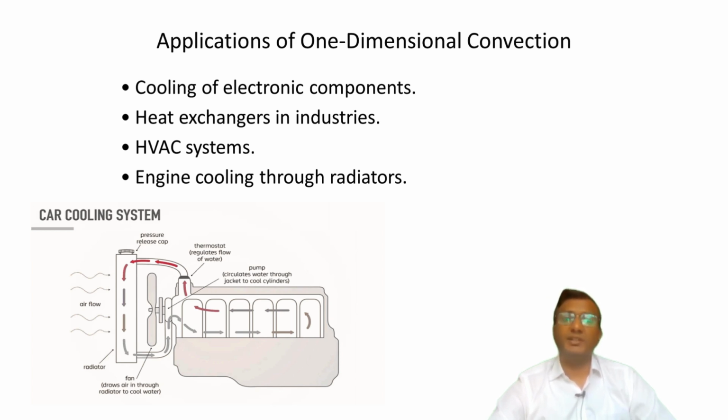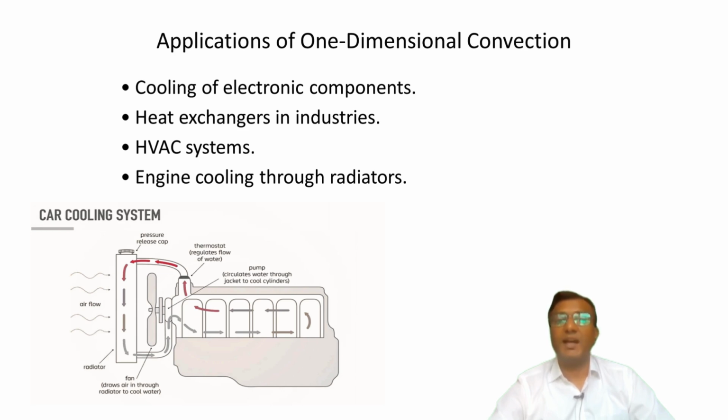Second, heat exchangers in industries such as chemical plants or power generation use convection to transfer heat between fluids, often through plates or tubes. Third, heating, ventilation, and air conditioning systems depend on convection to heat or cool buildings, using fans for forced convection or natural convection for passive systems. Finally, engine cooling through radiators, as in cars, uses forced convection to dissipate the heat from the engine, ensuring optimal performance.